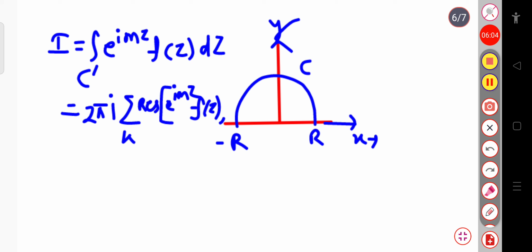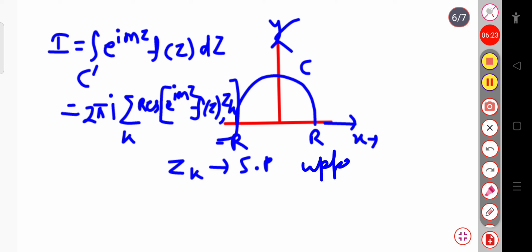Suppose this is your zk point. Zk point means the residue will be at zk point. You should note that this zk point is the singular point which lies in the upper half plane. Now, from this integration over c prime, I will divide it into two parts.